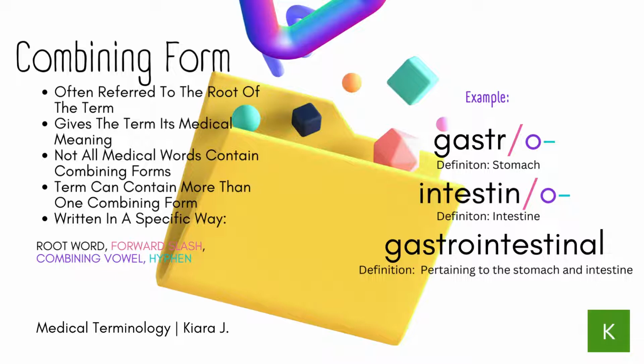So here we have gastro, and see how it's written? You have your root, gastr, your forward slash, and your O, gastr/o-, followed by a hyphen. This means stomach. Now you also have intestin/o-, which is written in the same exact form, meaning intestine. And when we put it all together with a suffix, we have gastrointestinal. Now this particular suffix means pertaining to. You'll see more on that in the next slide. But when you are looking at this term, gastrointestinal, in its full form, it means pertaining to the stomach and intestines.